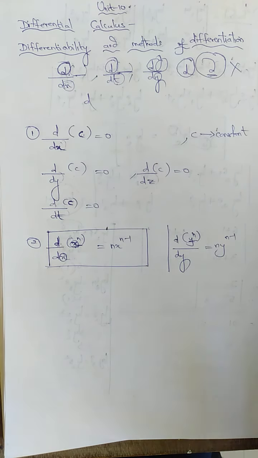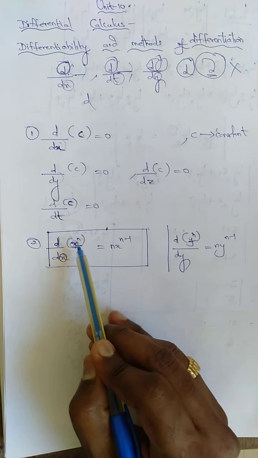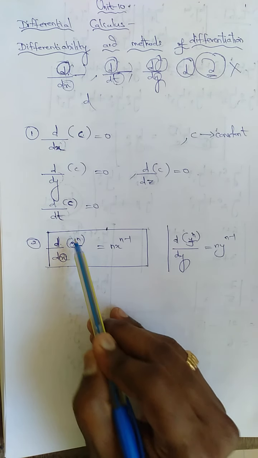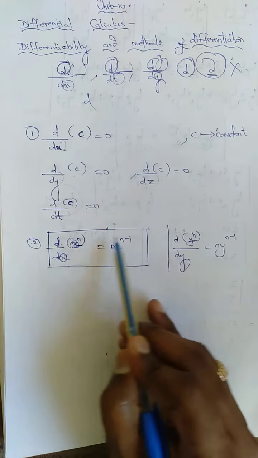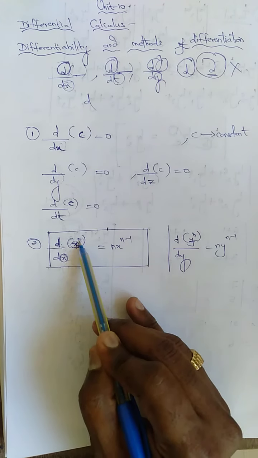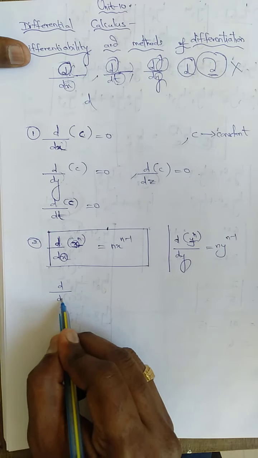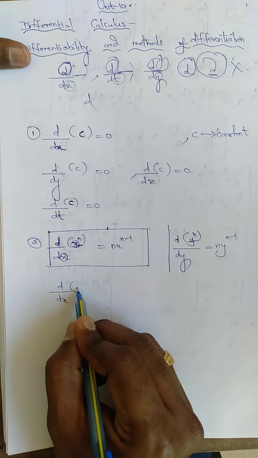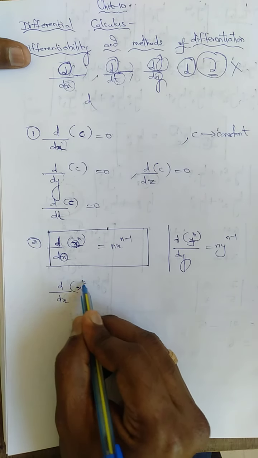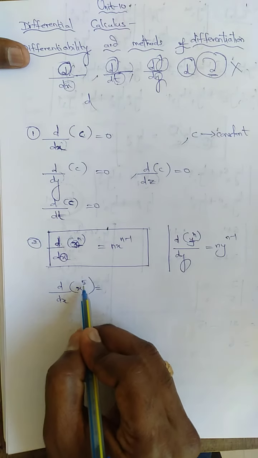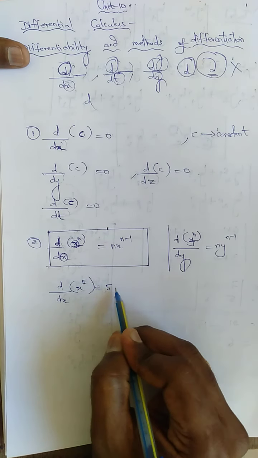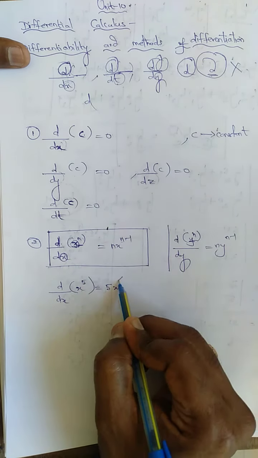So algebraic power n, that is an algebraic power. I need to bring down the power and reduce the power to n minus 1. For example, I am going to give an example. Listen, d by dx of x power 5. What is n here? 5. So put 5 x power 5 minus 1, which is nothing but 4. That's the answer.